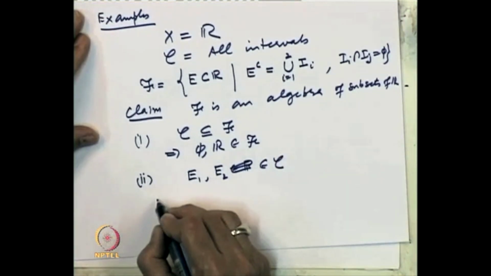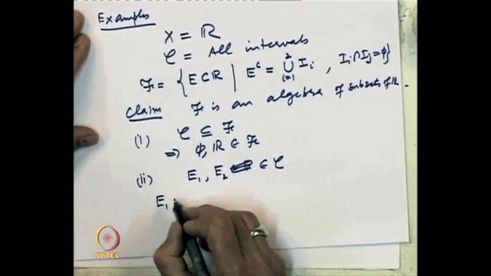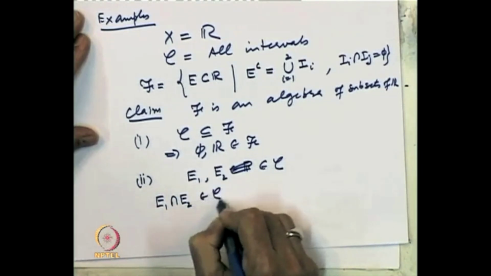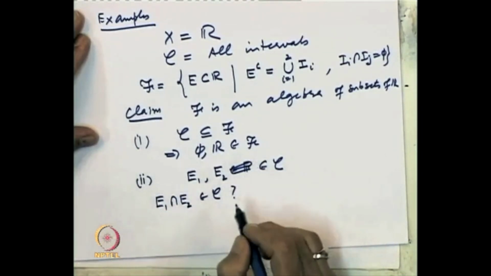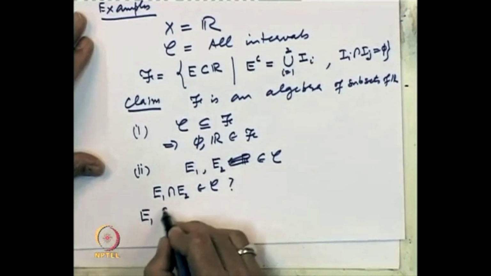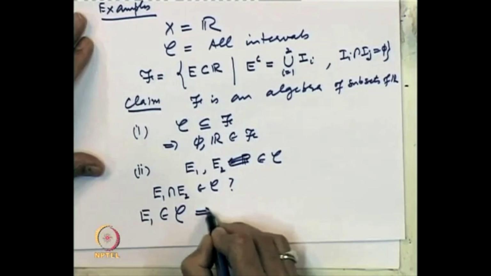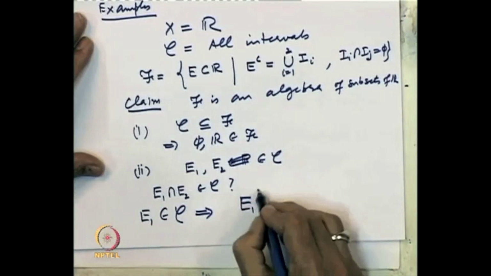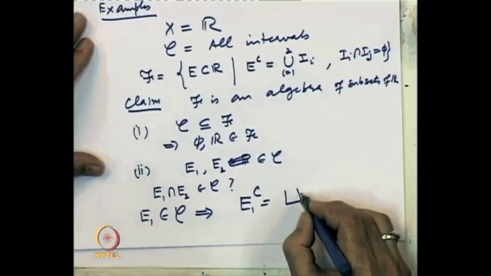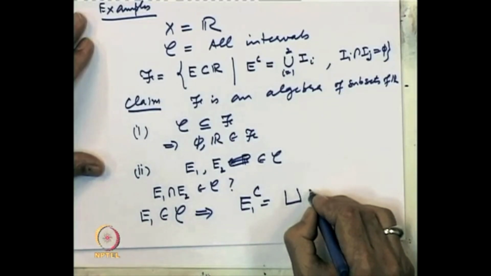We want to check whether E1 intersection E2 belongs to C or not. So what is E1? Because E1 belongs to C, it implies E1 complement can be written as a disjoint union. This square bracket normally indicates that I am writing something as a disjoint union.